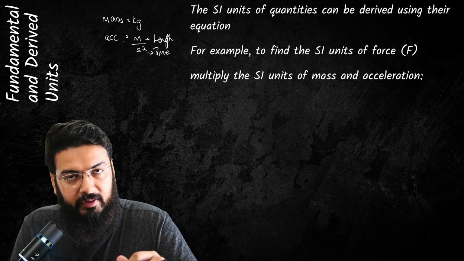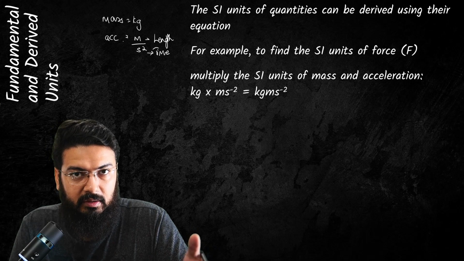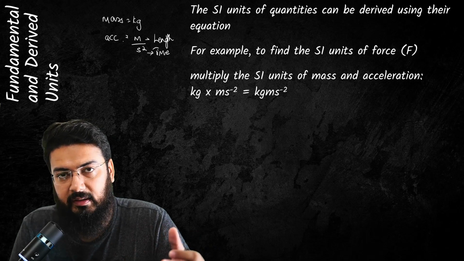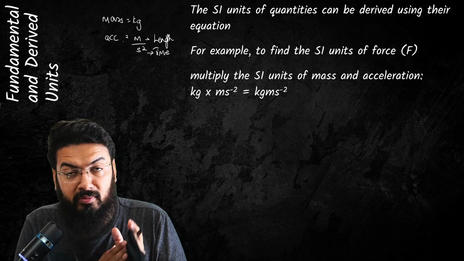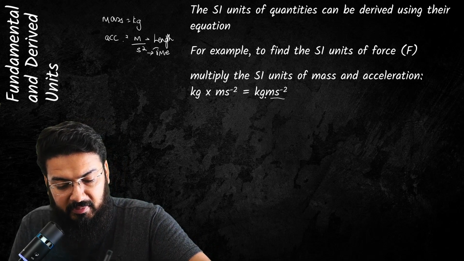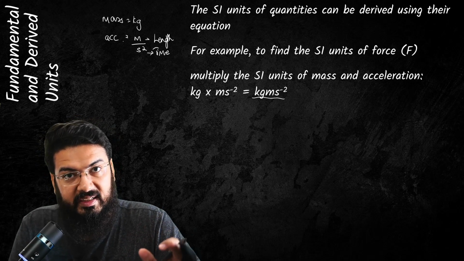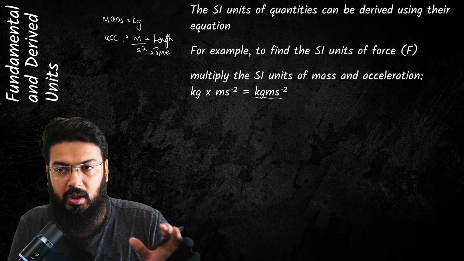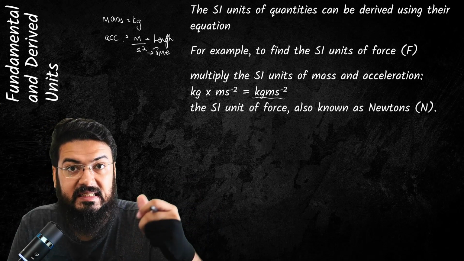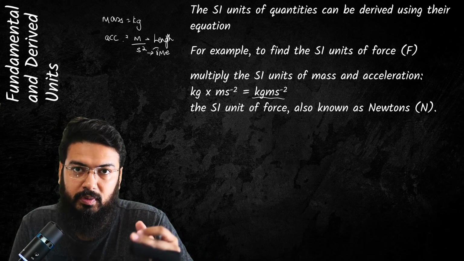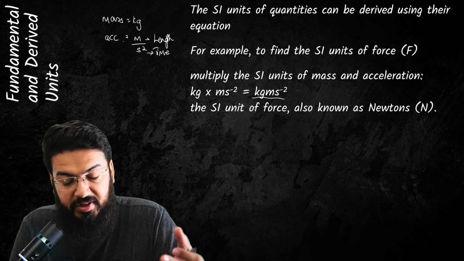So let's take a look at force. Force is mass times acceleration. The base unit of mass is kilogram. The base unit of acceleration is meters per second squared. And together they form the base unit of force, which is kilogram meters per second squared. Now, kilogram meters per second squared is not the SI unit. There are base units, which are combinations of the fundamental quantities. And then there is the derived unit, which we just simply call the SI unit. All right. And the SI unit of force is newtons.